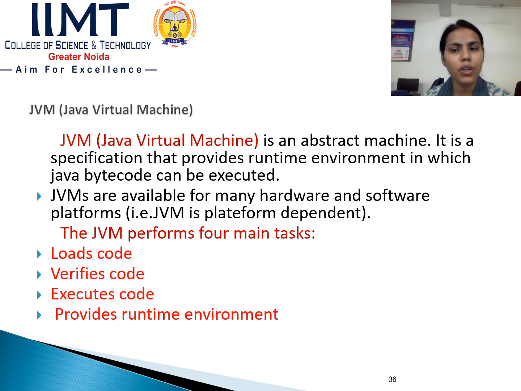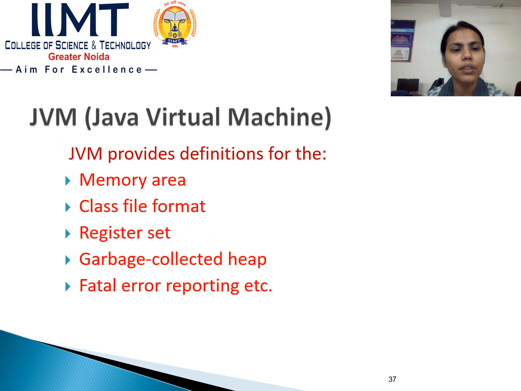JVM is an abstract machine. It is a specification that provides a runtime environment in which Java bytecode can be executed. JVMs are available for many hardware and software platforms. JVM is platform dependent. It loads code, verifies code, executes code, and provides a runtime environment.